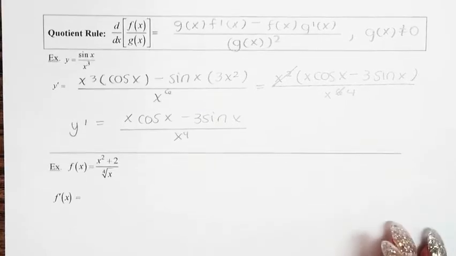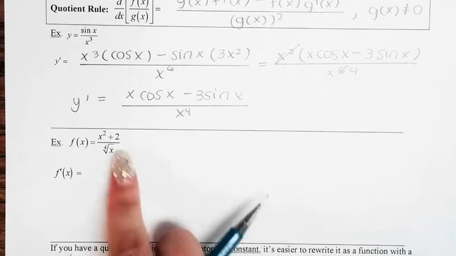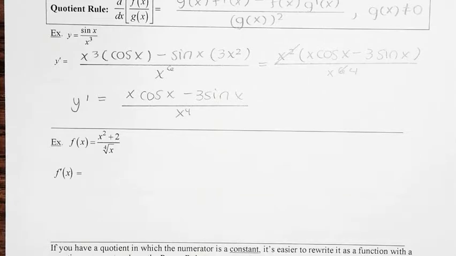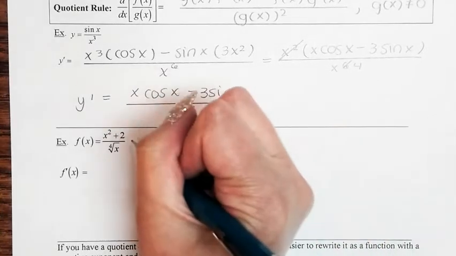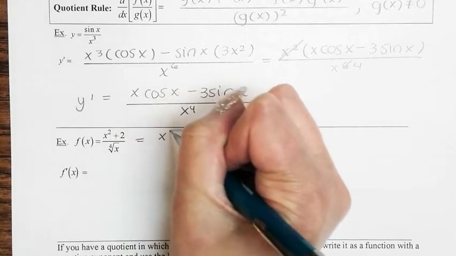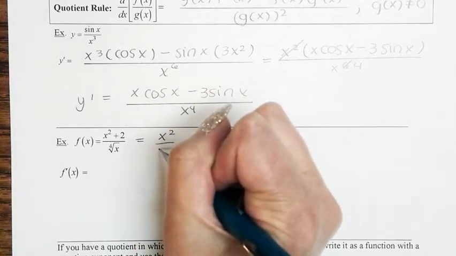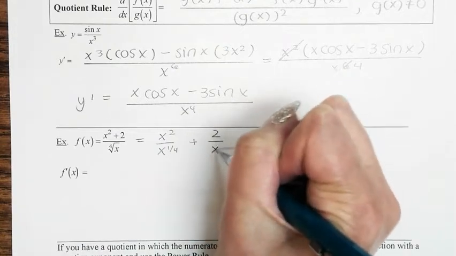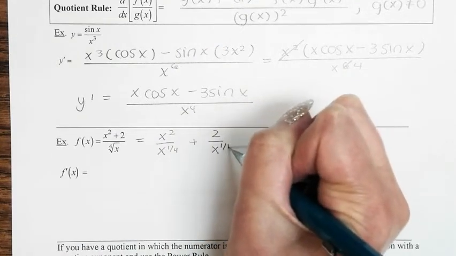For the next problem that we have over here, we have several options. You can use a quotient rule, you can use a product rule, you can use a power rule. So let's use the power rule for this one. If you want to use the power rule, I can split it like x squared divided by x to the 1/4 plus 2 divided by x to the 1/4.